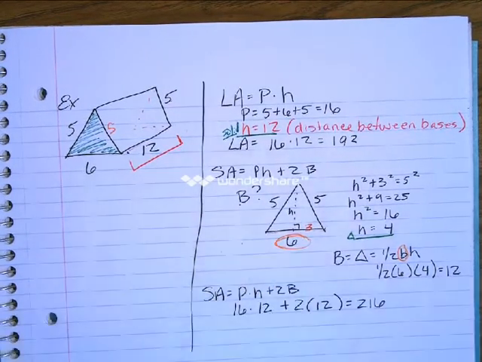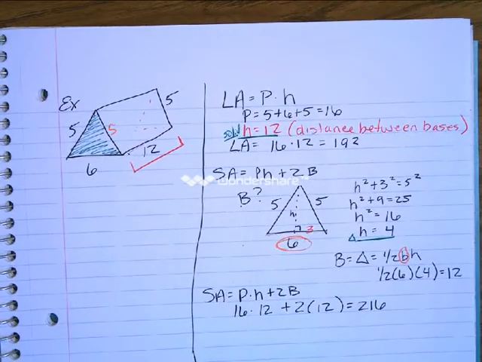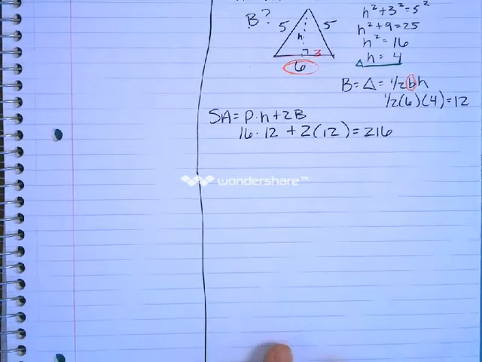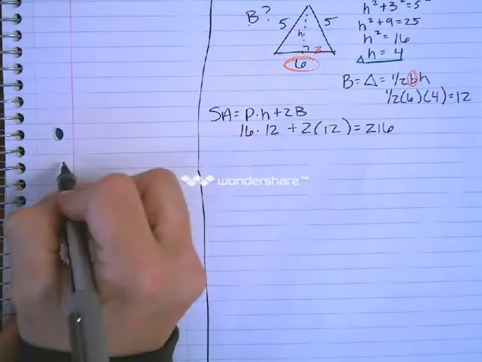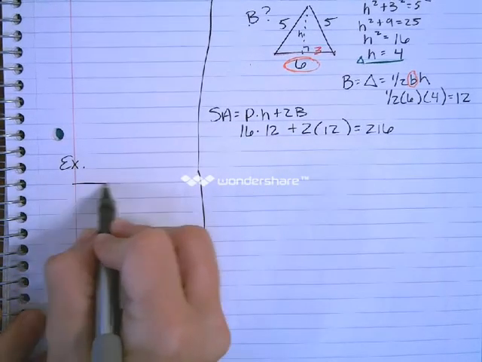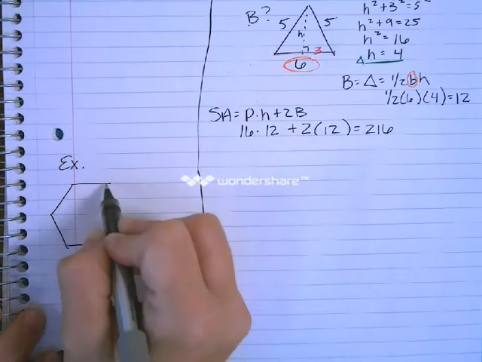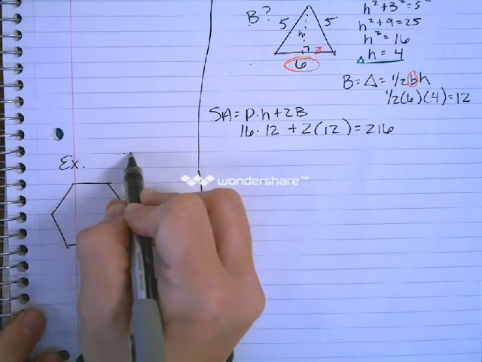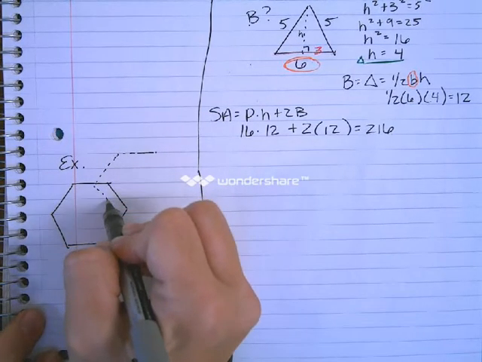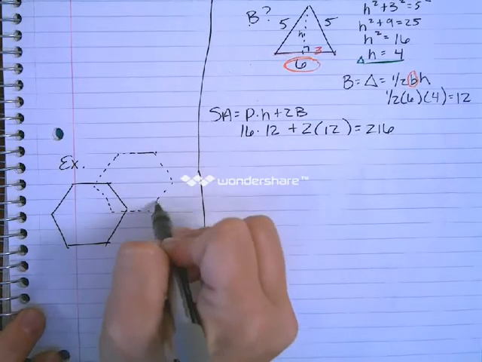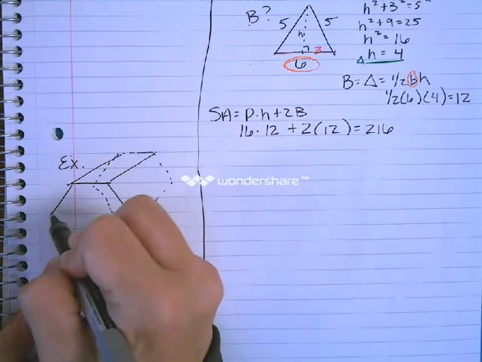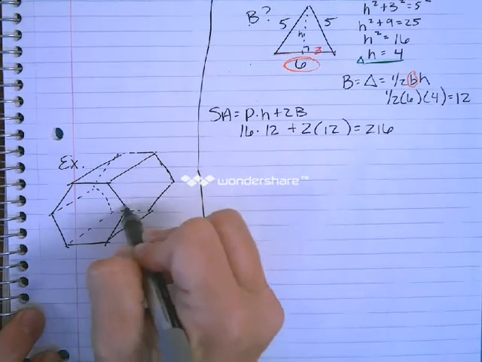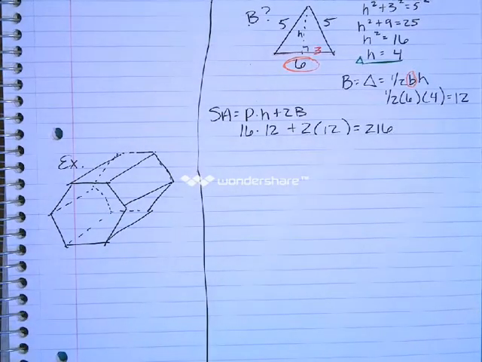Okay, next example. I'm going to draw a hexagon. And I'm just going to draw another hexagon behind it, a little up and over, and connect the edges. And this is 6, and this is 12. Okay, so we're going to find lateral area and surface area.